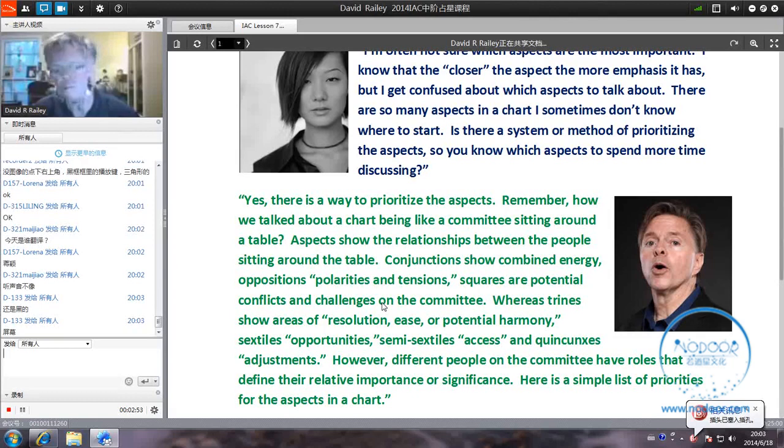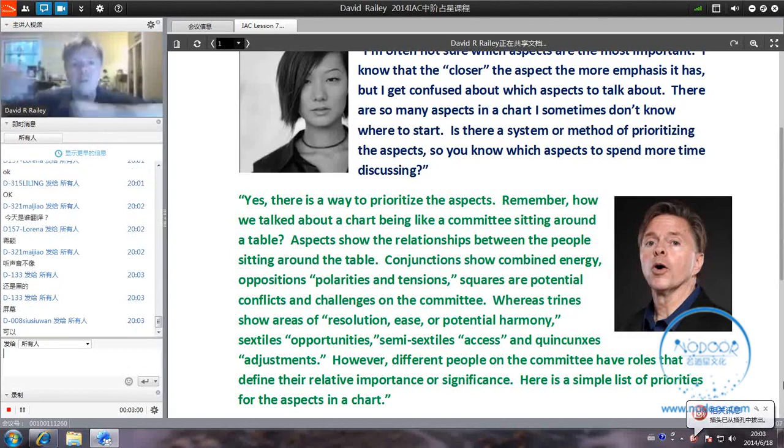Can show people are together. They are combining their energy to influence what happens.